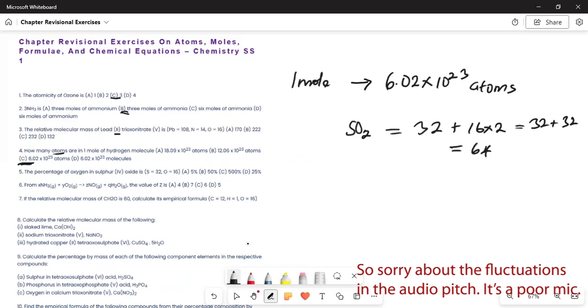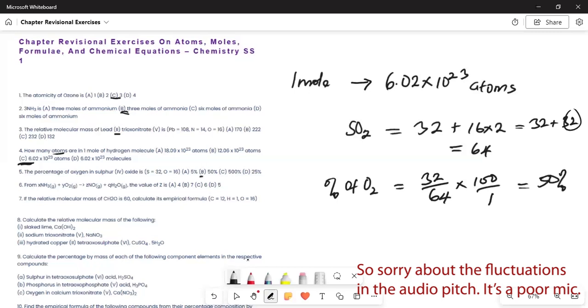And then in this 64, what did they ask us for? The percentage of oxygen, okay? Out of this 64, 32 is for oxygen. Therefore, percentage by mass of oxygen is equal to 32 over 64 times 100 over 1. 32 divided by 64 is 0.5. Then multiplied by 100 is 50. So 50%. That will be option B.